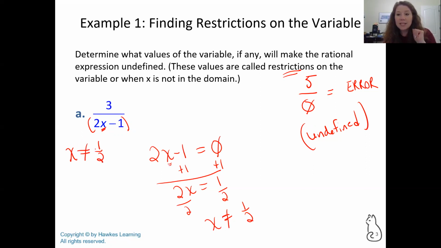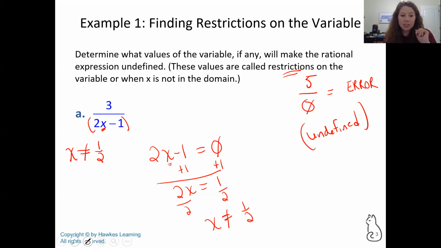So once I solve the expression, if I end up with a final answer of x is 1/2, when I look at my restrictions, I would say that it's not allowed to be 1/2, and therefore there are no solutions. All right, so let me get rid of some of this.